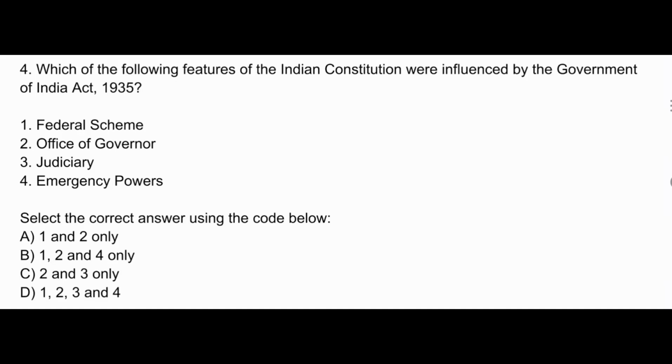The next question, which of the following features of the Indian Constitution were influenced by the Government of India Act 1935? 1. Federal scheme. 2. Office of Governor. 3. Judiciary. 4. Emergency powers. Select the correct answer using the code below.